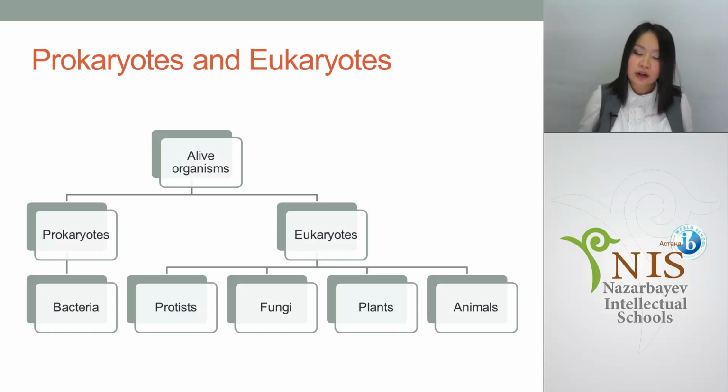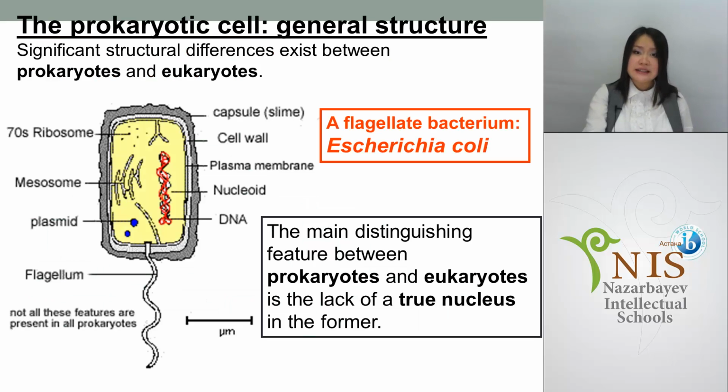Because of this part of the cell, because of the nucleus, we could divide all living organisms into two groups, prokaryotes and eukaryotes. Prokaryotes, we say them bacteria, and eukaryotic organisms are protists, fungi, plants, and animals. Prokaryotic cell. Now we'll look at the general, basic structure.